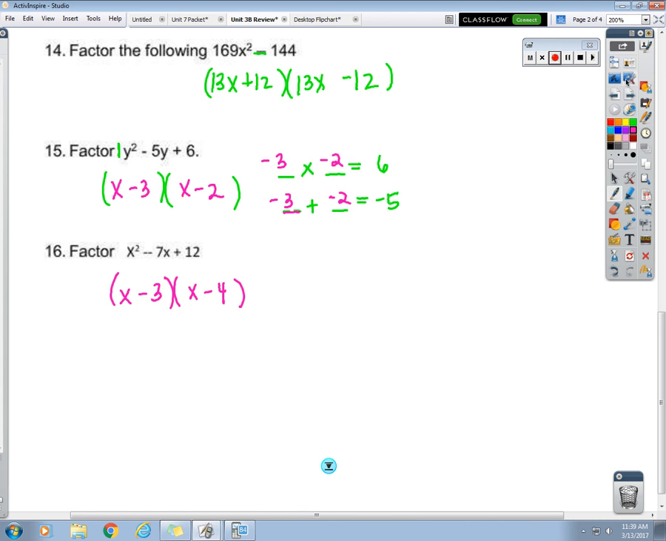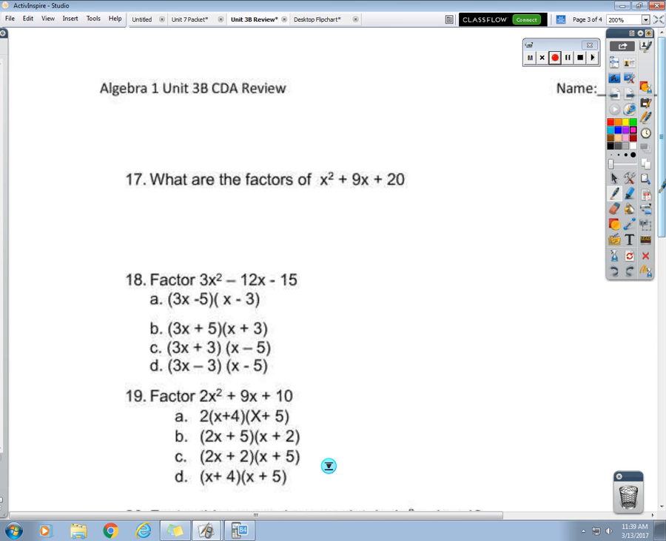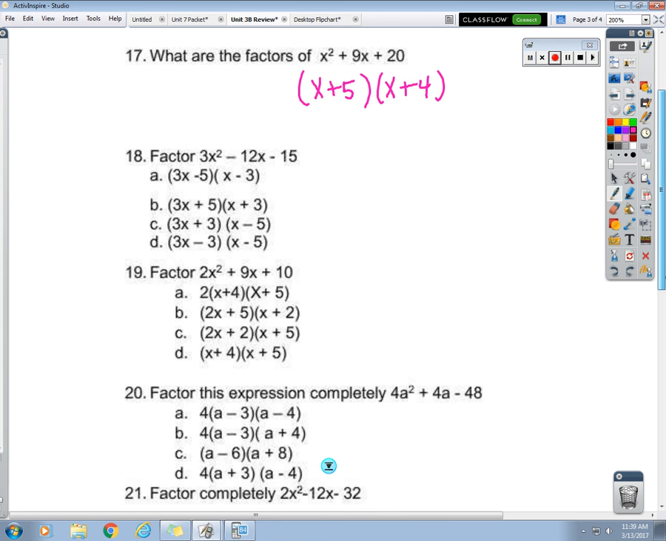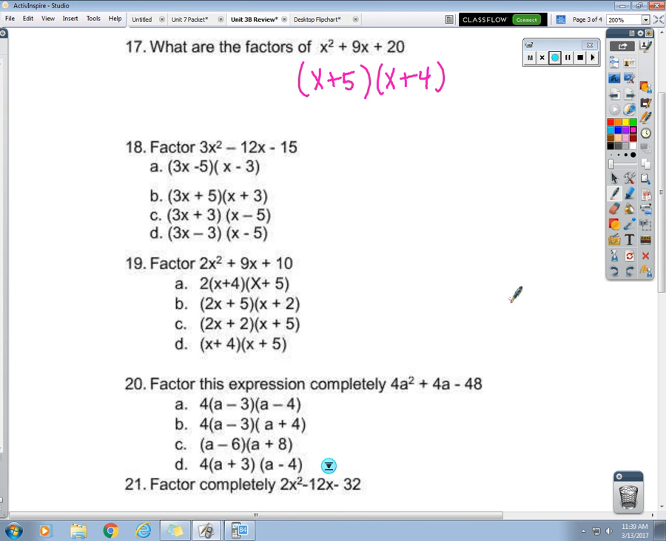Okay, next page. What are the factors of x squared plus 9x plus 20? Very good. X plus 5, x plus 4, because 5 times 4 is 20, 5 plus 4 is 9. Okay, what's different about number 18? Correct. Both of you are correct. The leading coefficient is greater than 1.